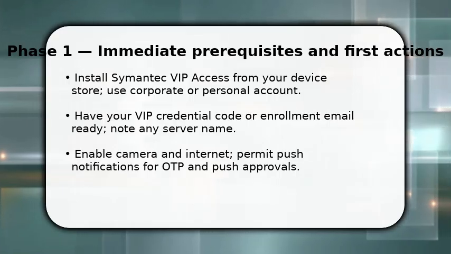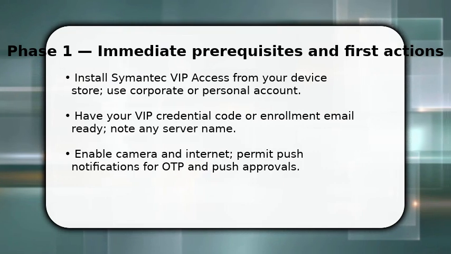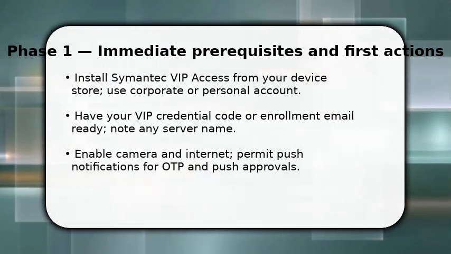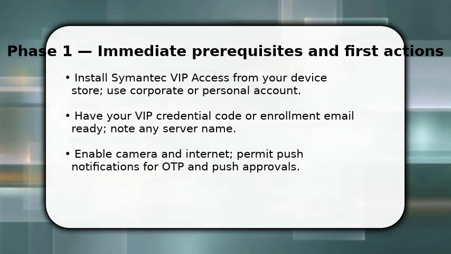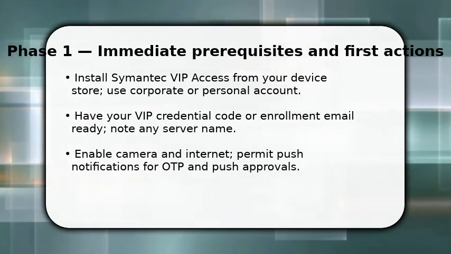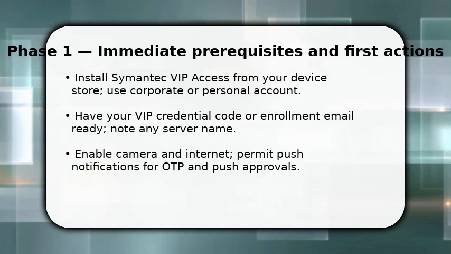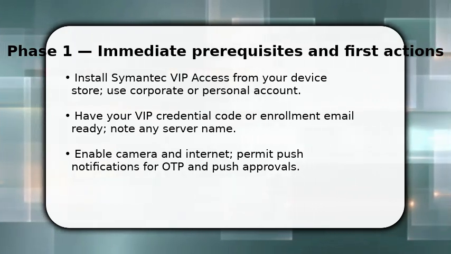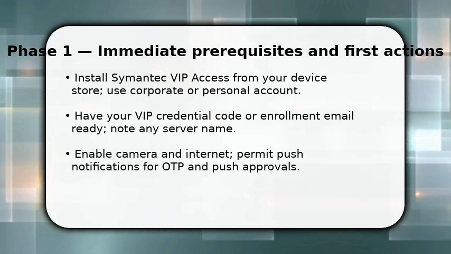You start with two essentials: the app installed and the enrollment email or credential code in front of you. Open VIP Access now and choose Add Account. This triggers either scanning a QR or entering a code manually. Enter the organization or hostname if prompted, because VIP links the token to a specific service.